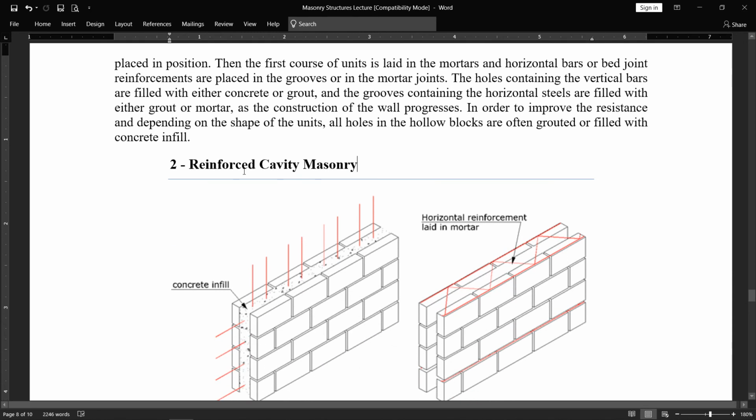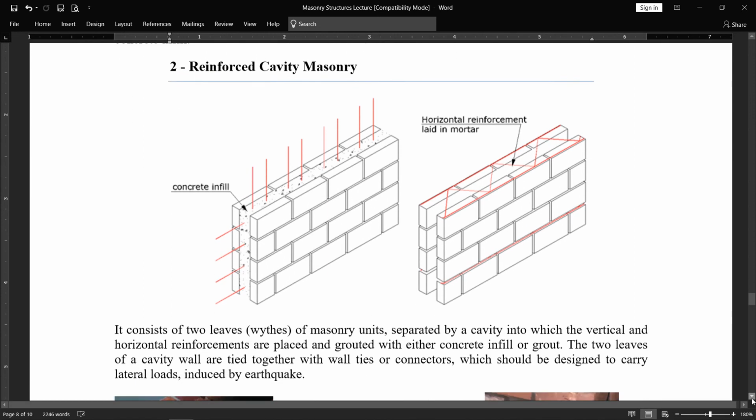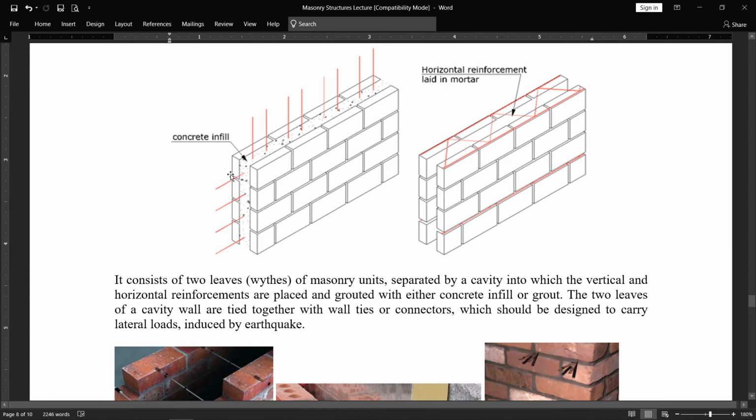Now the second type is reinforced cavity masonry. There is an inner part filled with concrete, and vertical and horizontal reinforcement is placed, and on both sides bricks are placed. It consists of two leaves of masonry units separated by a cavity into which the vertical and horizontal reinforcement are placed and then grouted with concrete infill or grout. The two leaves of the cavity wall are tied together with wall ties or connectors, which should be designed to carry lateral loads induced by earthquake.